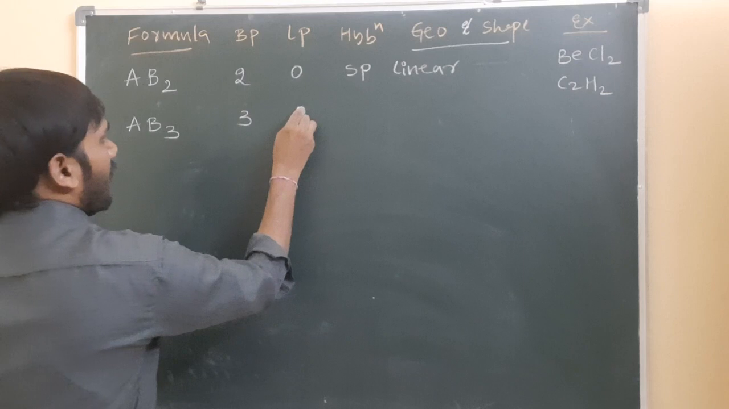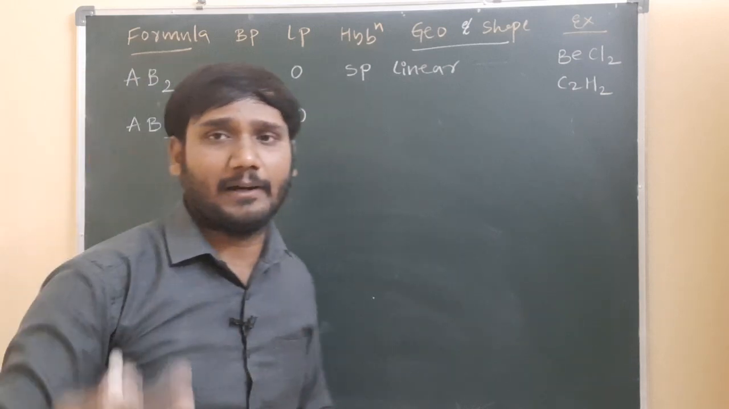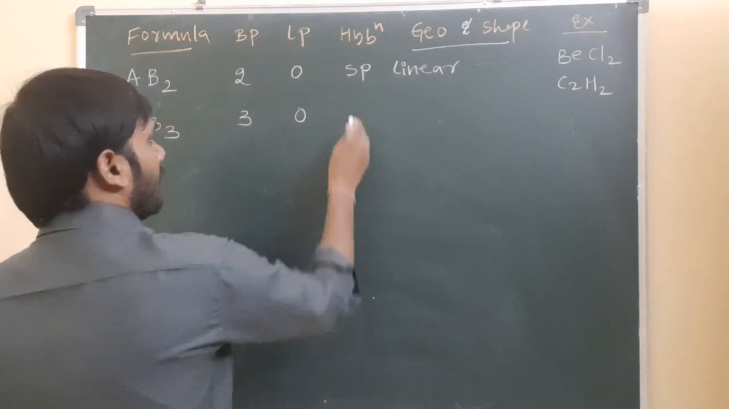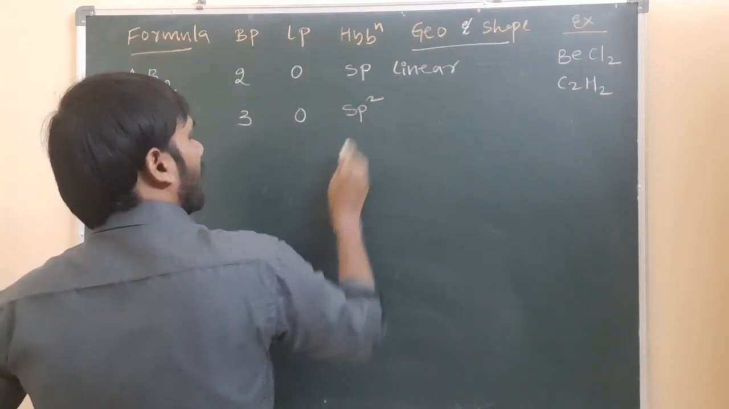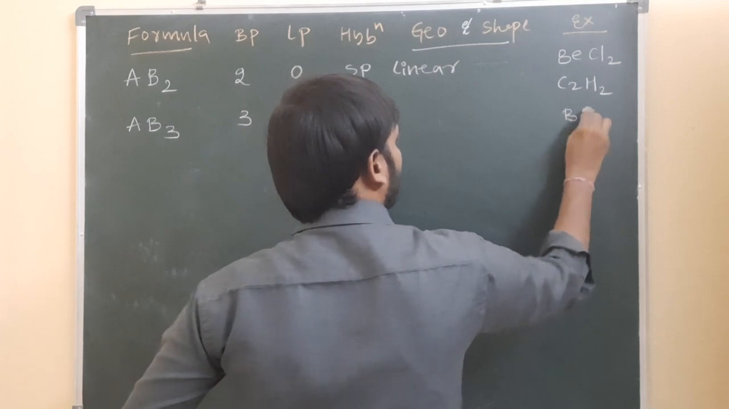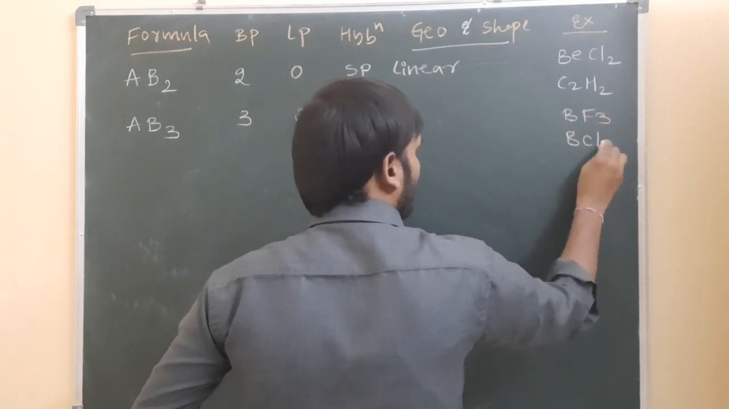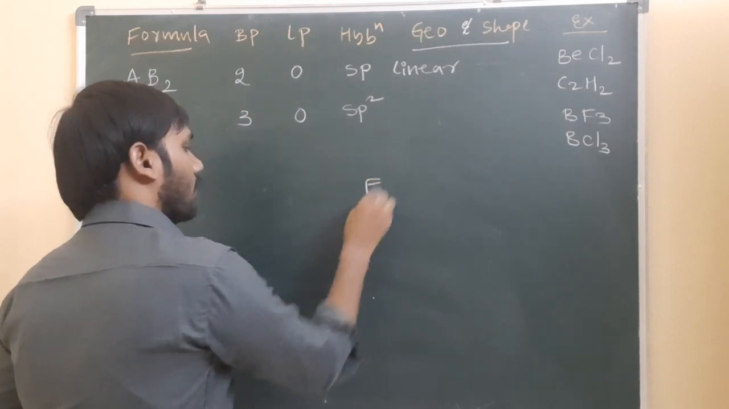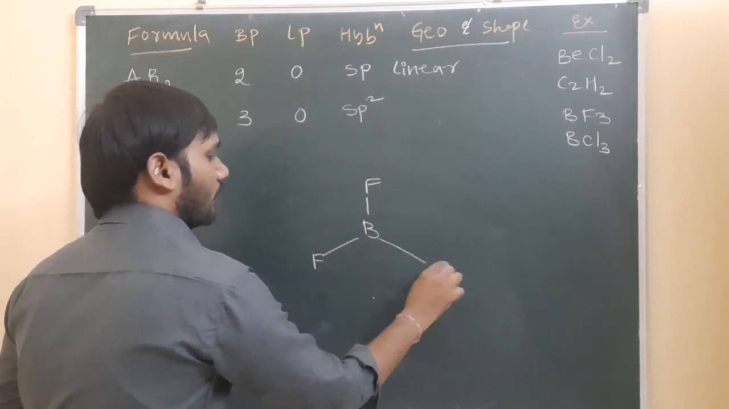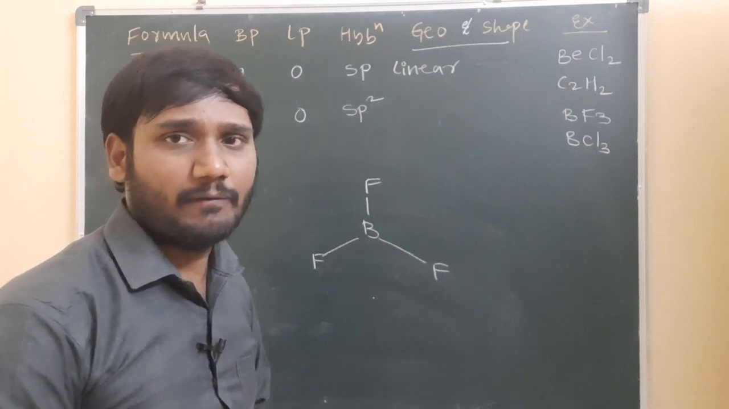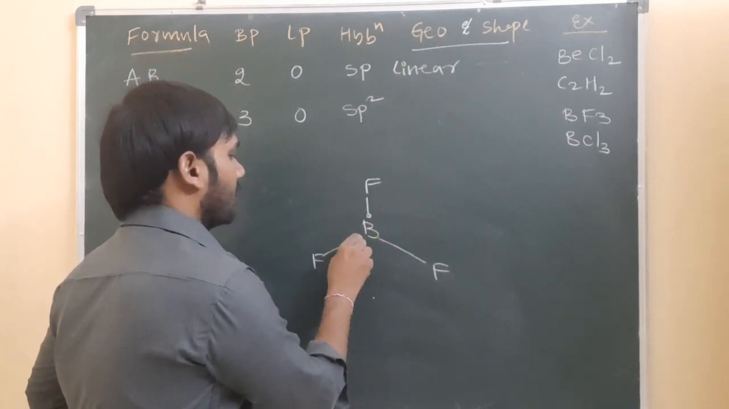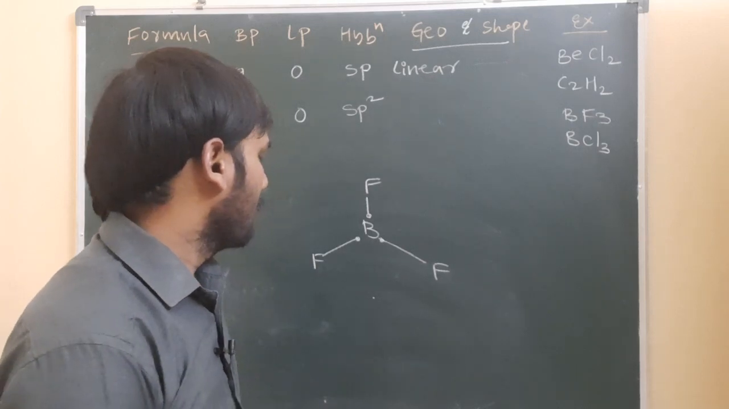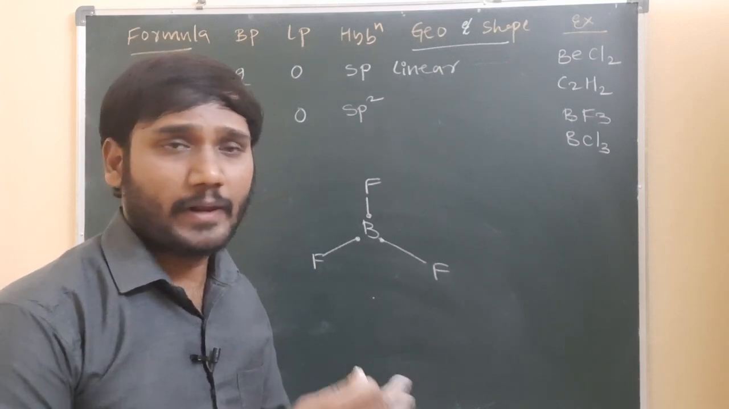AB3 means 3 bond pairs, 0 lone pair, because we are discussing completely 0 lone pairs now. 3 bond pairs means sp2 hybridization, for example BF3, or BCl3. Boron trifluoride: 1 boron, and the 1st, 2nd and 3rd fluorine. Boron is a third group element with 3 valence electrons. These 3 electrons all participate in bond formation. There is no other extra electron.